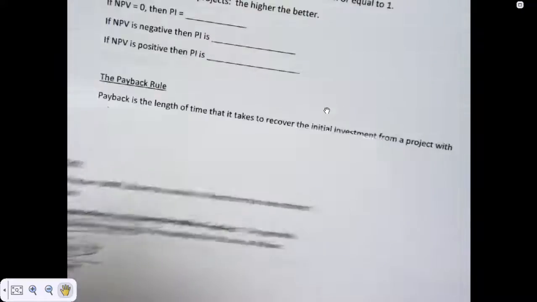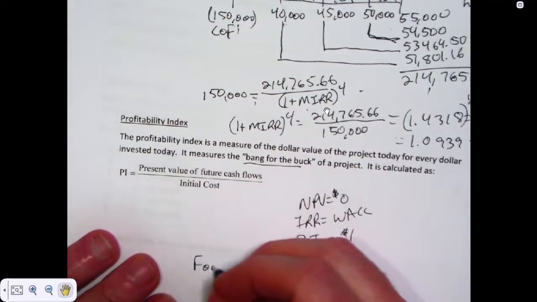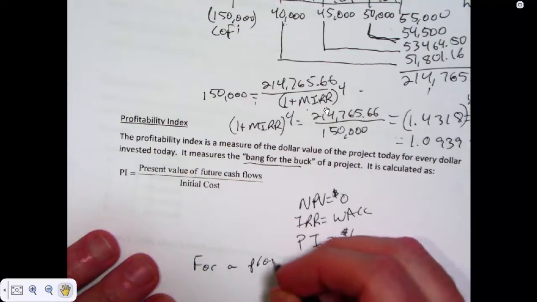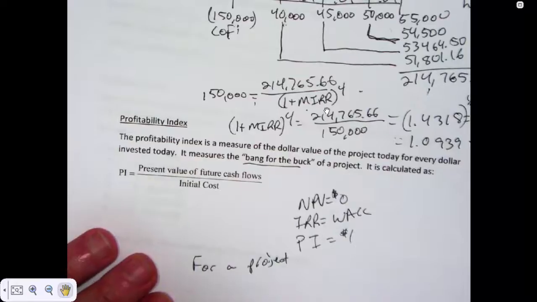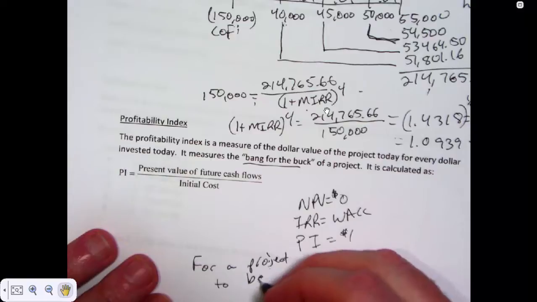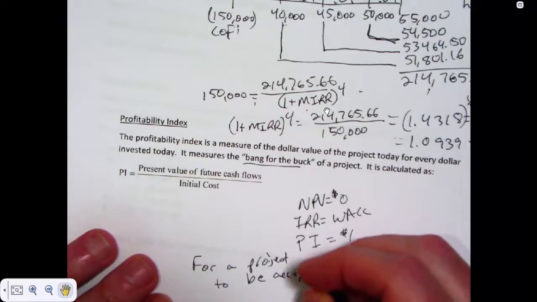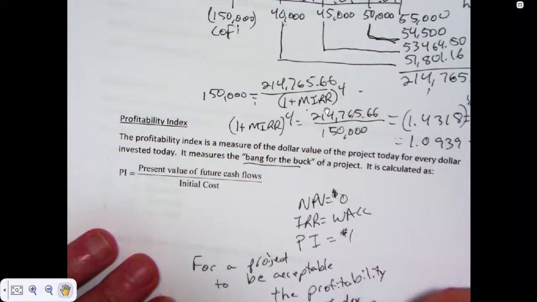So for a project, and actually it could be equal to 1 because theoretically we would still accept at that point. For a project to be acceptable, the profitability index must be greater than or equal to 1. And like I said before, what I like about this is it gives us a sense of scale. It tells us for every dollar invested, how much are we getting back in value today.